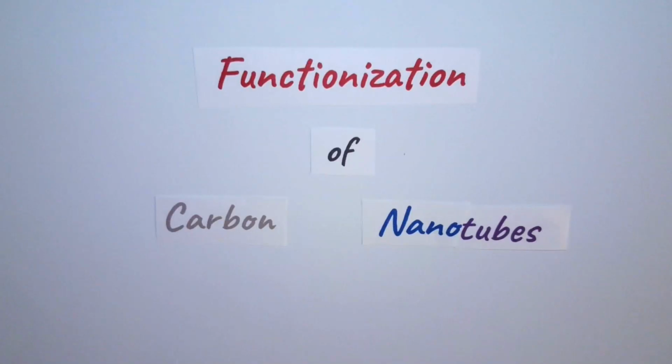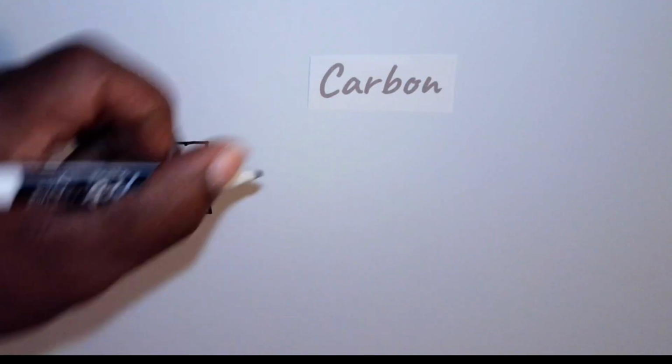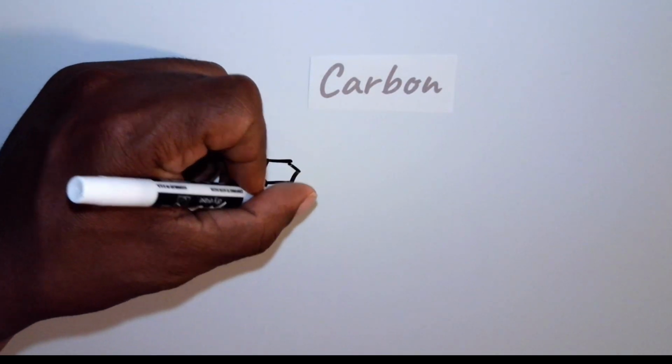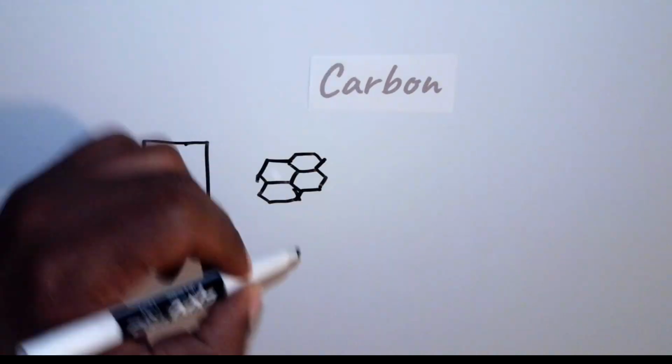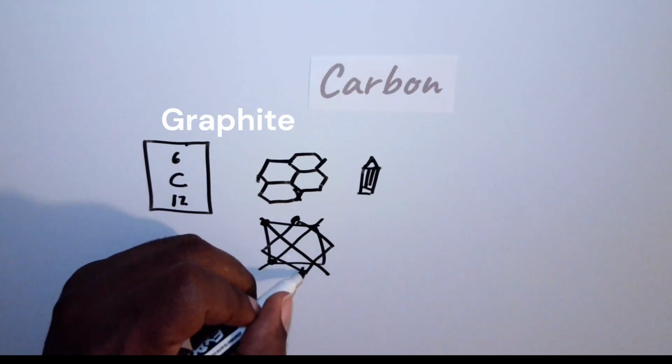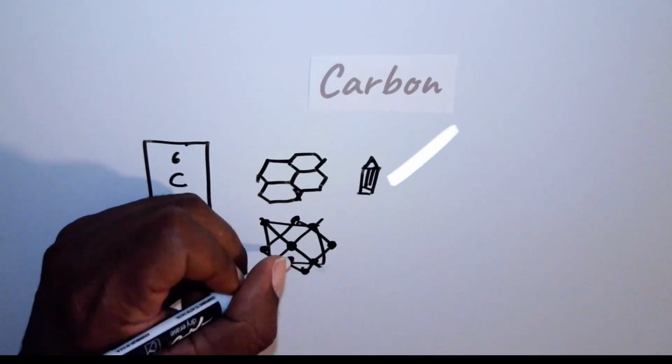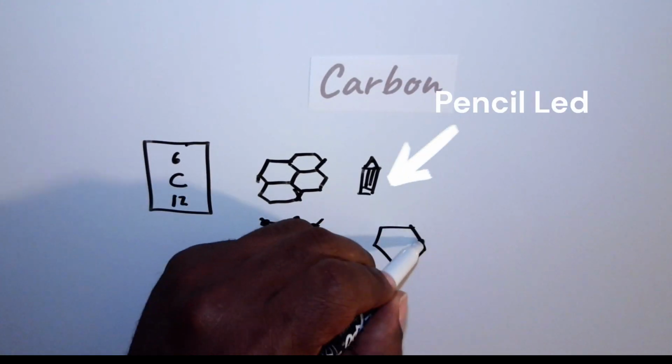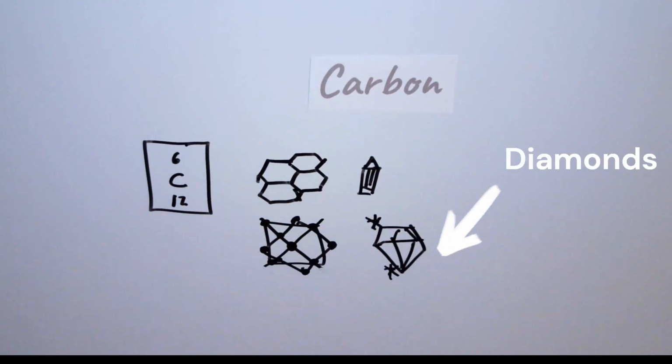Hello, today we're going to talk about the functionalization of carbon nanotubes. So you may be thinking, what is a carbon nanotube? Well, let's first talk about carbon. Carbon is an element, but it has various allotropes or physical forms it can take on. Popular examples are graphite, which helps to make pencil lead, and diamonds, which are very expensive.